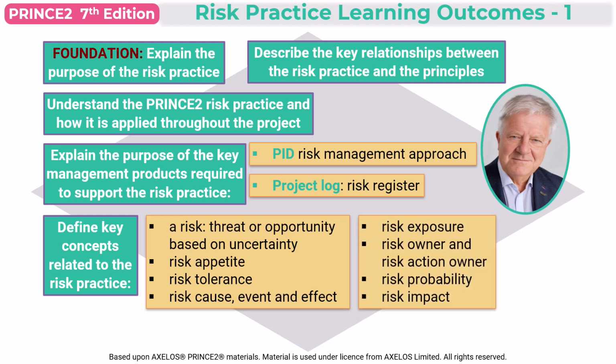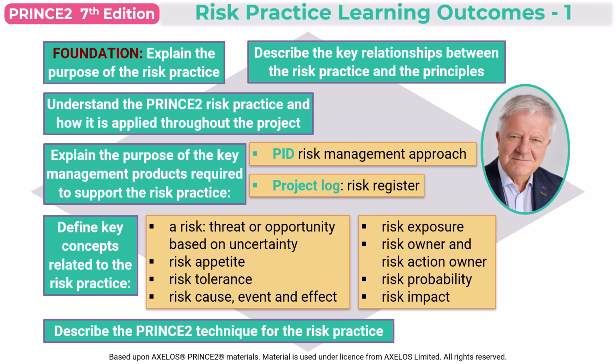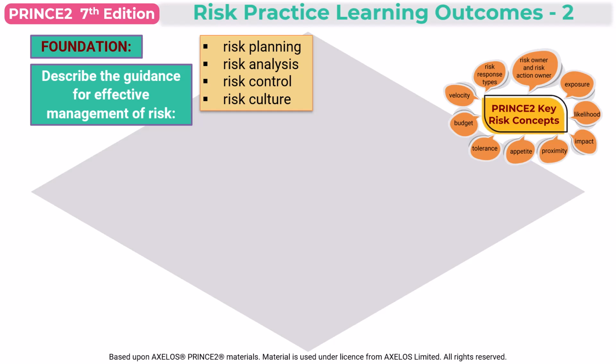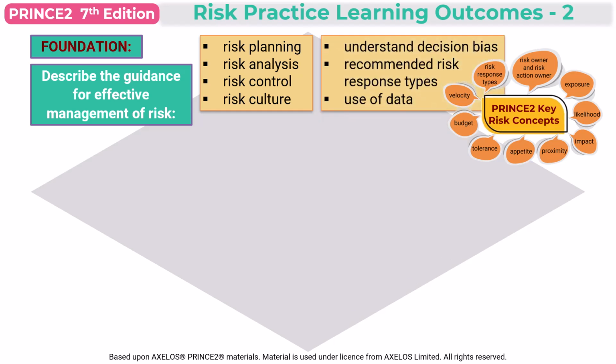Continuing, you need to be able to define what we mean by risk exposure, by the risk owner and the risk action owner, risk probability, and risk impact. Be able to describe the PRINCE2 technique used for the risk practice. Continuing, looking at the foundation exam, you'll need to be able to describe the guidance for effective management of risk with regards to risk planning, risk analysis, risk control, and risk culture. In addition, to understand what's known as decision bias, how to recommend the appropriate risk responses and what those types are, and the use of data.